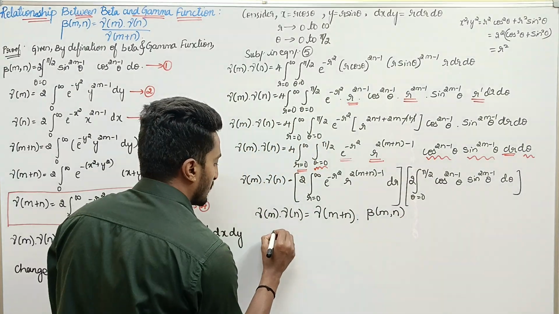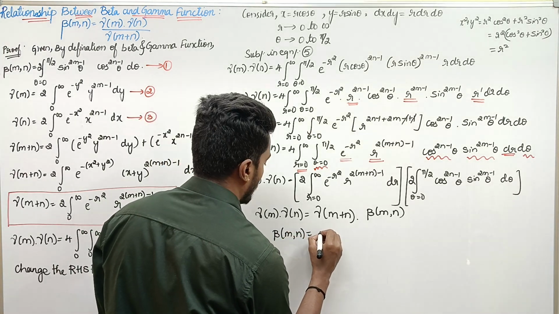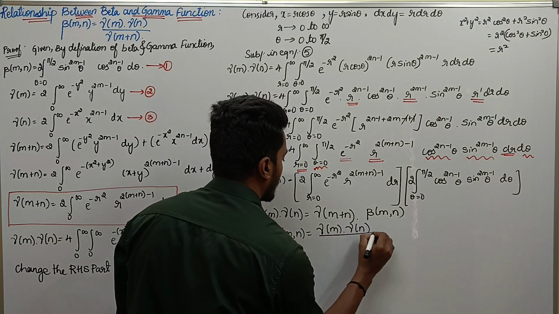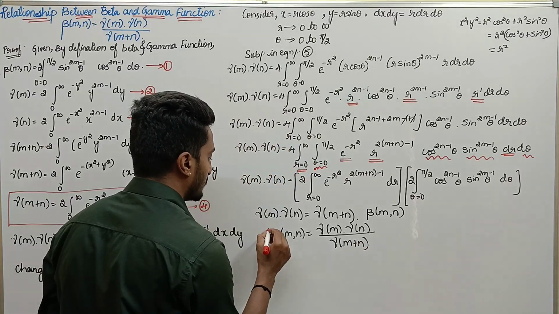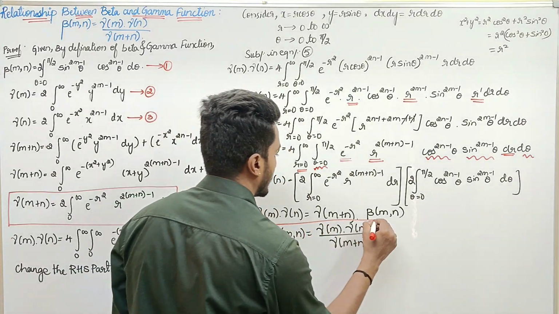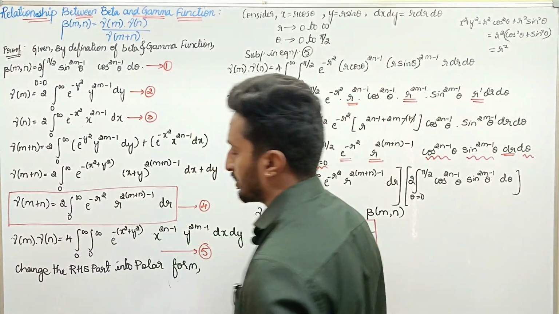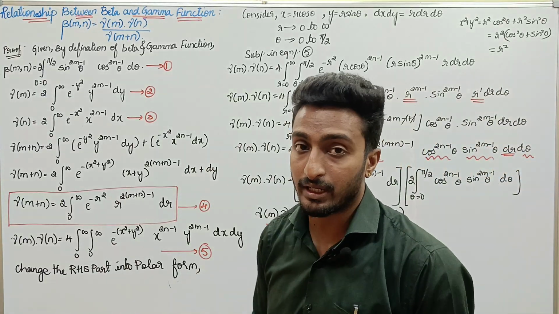If you substitute beta of m comma n, which is equal to gamma of m into gamma of n divided by gamma of m plus n. This is one of the most important, repeatedly asked questions in each and every VTU main examination. Got the point? I hope you have understood how to find the relation between beta and gamma function.